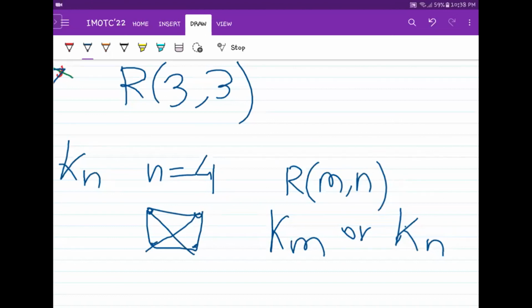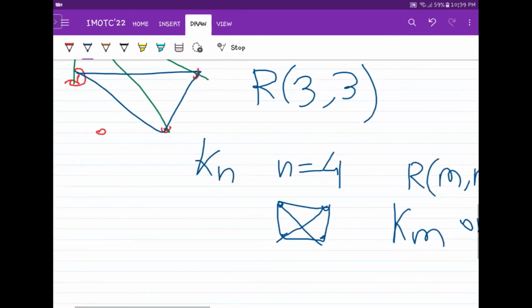We are working on R33, but as we go to R44, R55, we know the bounds for R55, that it is between 40 and 48. But as the numbers increase, this is an insanely tough problem, and this has been an open problem for quite a lot of years. So in the next session, we'll be discussing this.